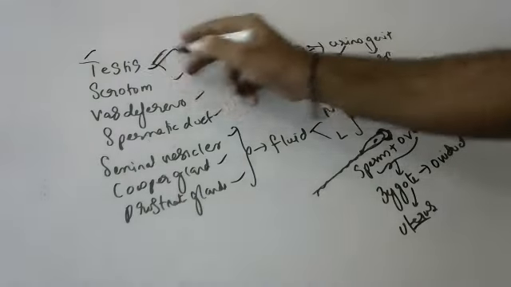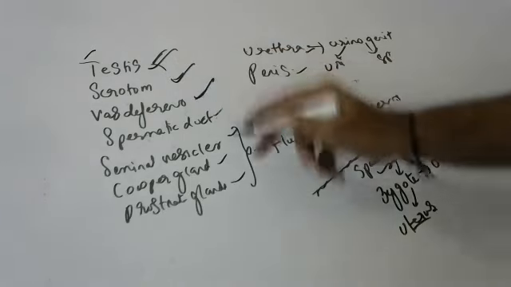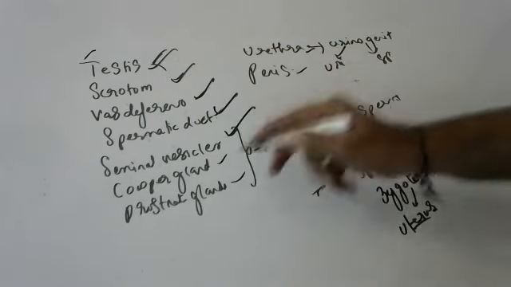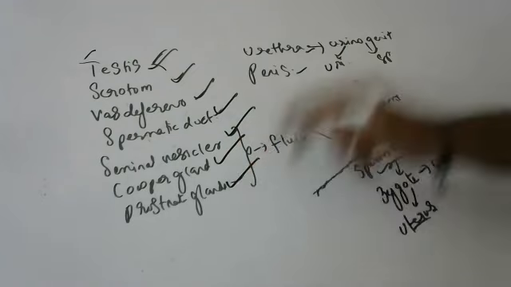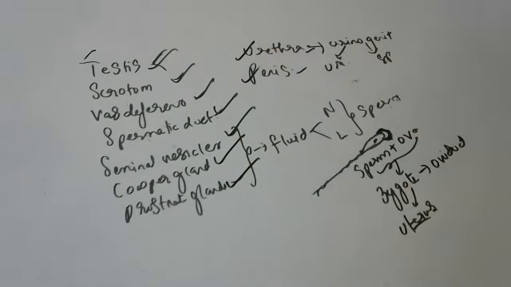Today's structures are testis, scrotum, vas deferens, spermatic duct, seminal vesicles, Cowper's glands, prostate glands, urethra, penis. These are the structures we have studied today, children.